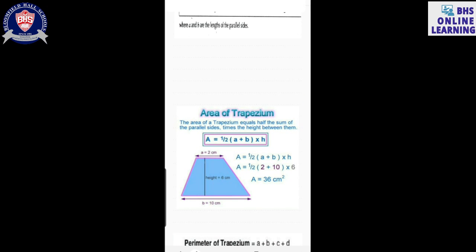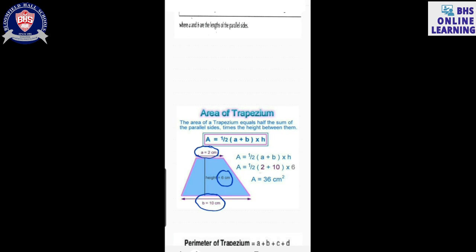Okay, now let's explain the example. Here, if you look at this diagram, A is the first parallel side, which is equal to 2 centimeter, and B is the second parallel side, which is equal to 10 centimeter, and the perpendicular distance between the two parallel sides, which is actually the height, is given as 6 centimeter. Now put the values here.